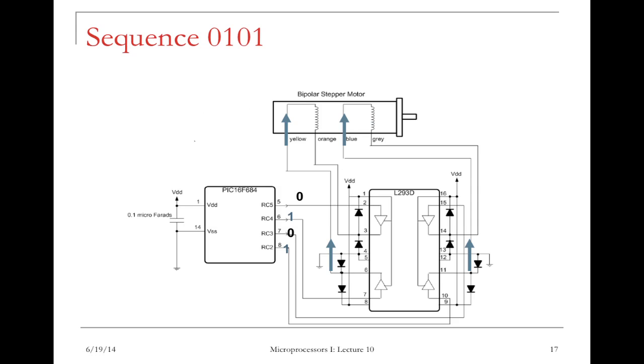In the next sequence, 0, 1, 0, 1, we're going to have both outputs from the H bridge chip supply current, and both of these coils are energized, and they will move further.